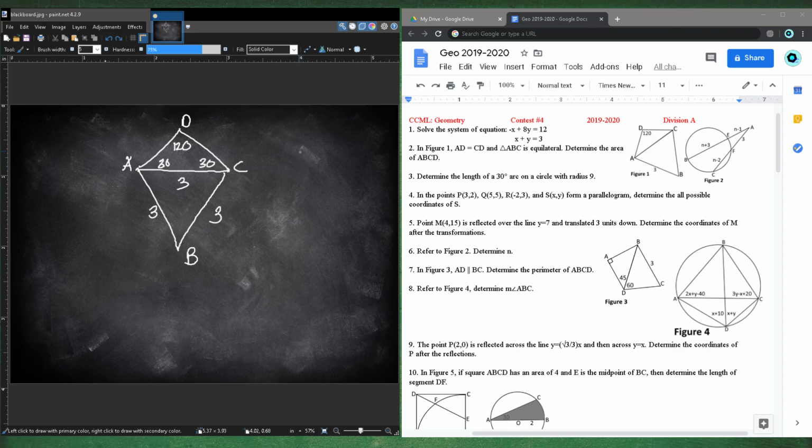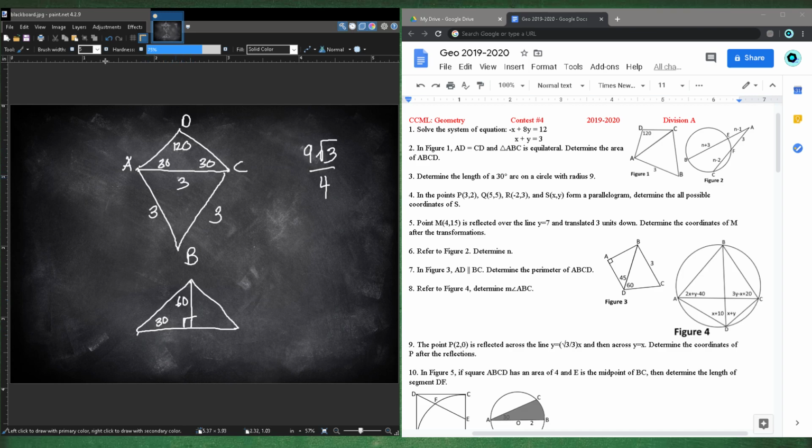3 to the power 2 is 9, so it's 9 square root 3 over 4, which is just the area of the equilateral triangle. Now we need to get the area of this section. That is actually pretty simple if you think about it. We cut this right in half and make it 90 degrees. If this is 30, then this has to be 60, which makes sense because we bisected the 120.